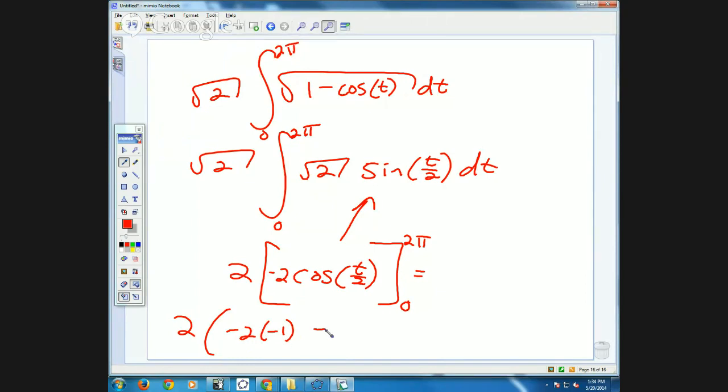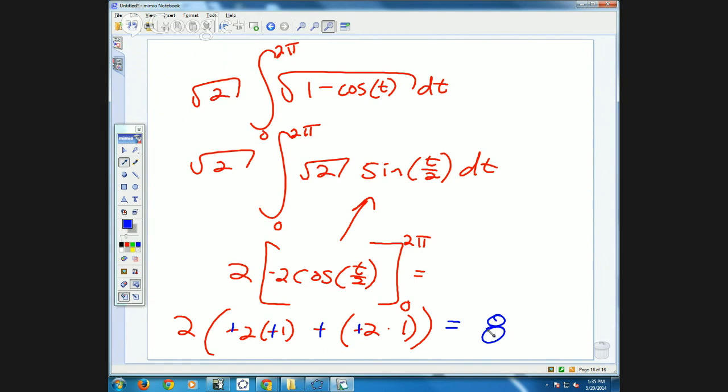Oh, you could do it that way too. I'm going to leave it in. I'm going to have minus -2 times the cosine of 0, which is 1. Now, cosine of 0 is 1. All right, so cleaning up the signs, I have positive, positive. 2 plus 2 is 4. 4 times 2 is 8.